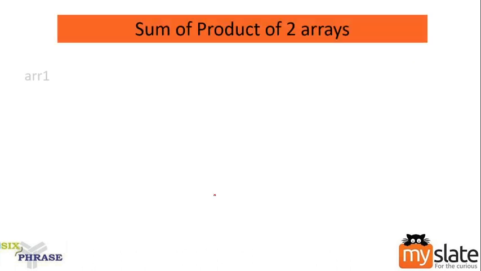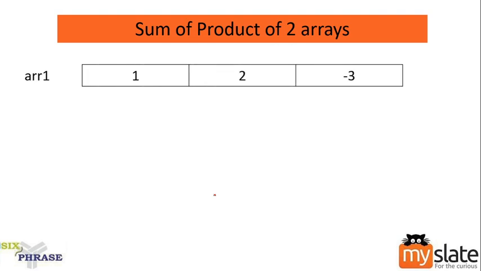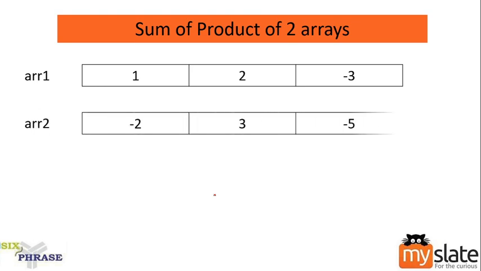For example, I am going to consider two arrays, array 1 containing 1, 2, minus 3 and array 2 containing minus 2, 3, minus 5. Okay. Array 1 contains 1, 2, minus 3. Array 2 contains minus 2, 3, minus 5. Yes. So now we are going to find sum of product of the two arrays.